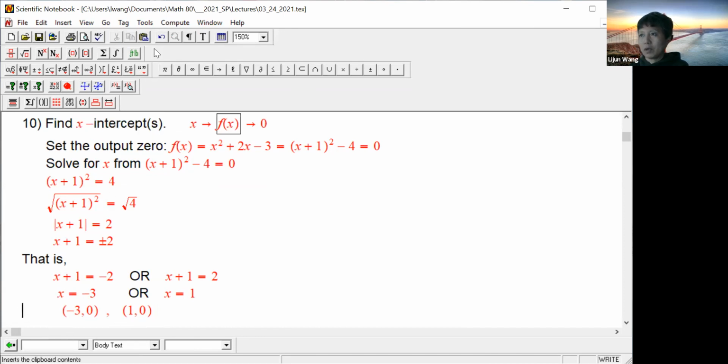Have you guys figured out why we have only one y-intercept, and we may have more than one x-intercept? Have you figured that out?